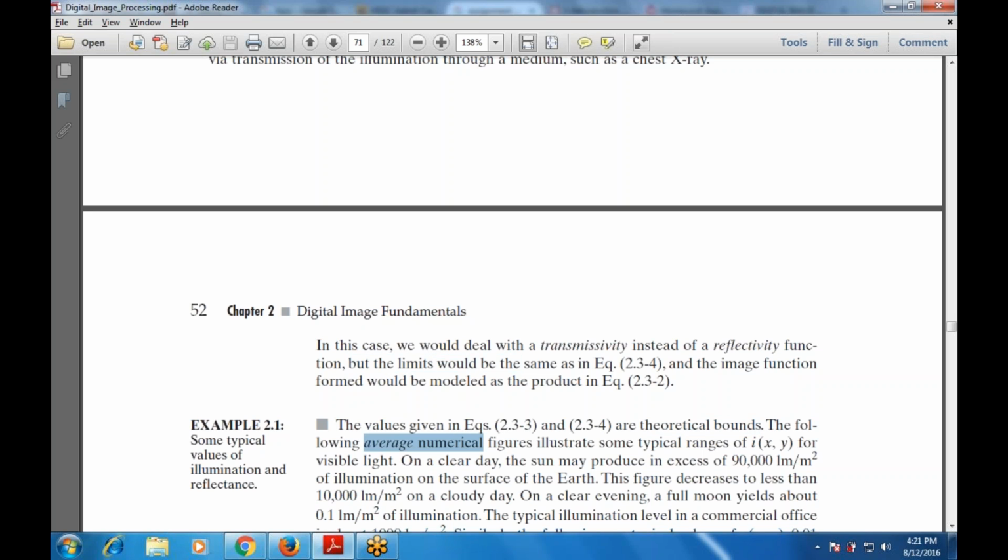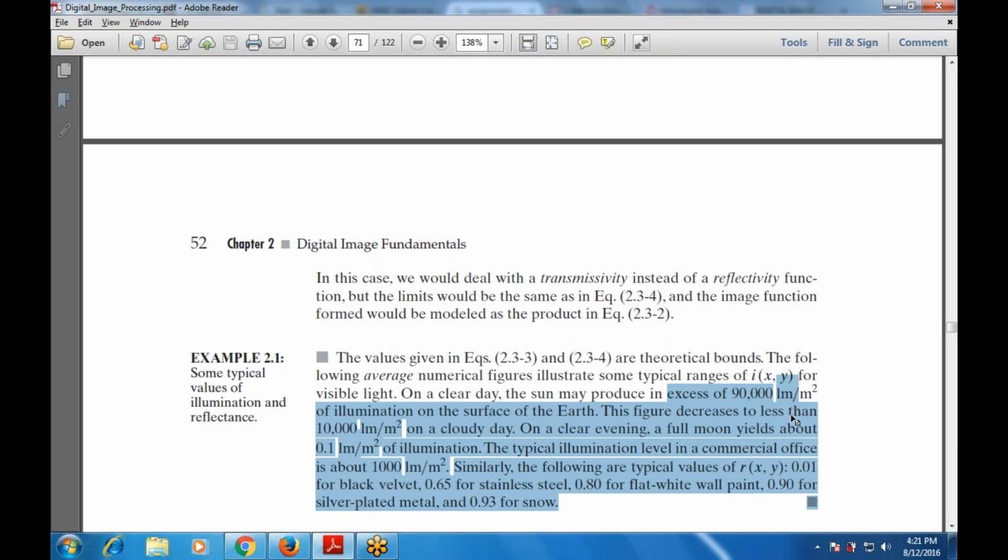Then the following average numerical figures illustrate some typical ranges of i(x,y) for visible light, that is used for illumination. On a clear sunny day, the sun may produce in excess of 90,000 lm/m² of illumination on the surface of the earth. This figure also decreases to less than 10,000 on a cloudy day. So there is a difference of about 80,000 from a sunny day to a cloudy day.